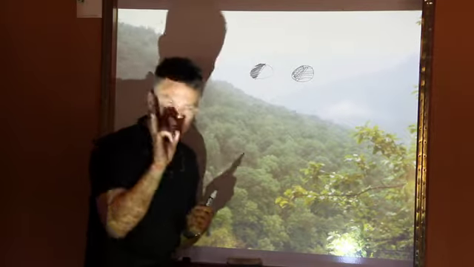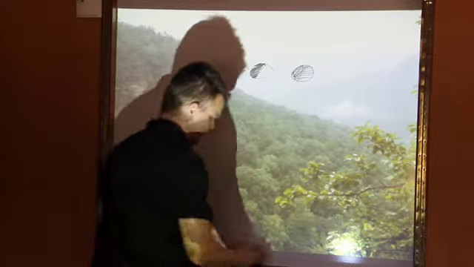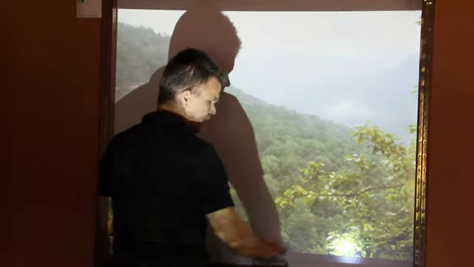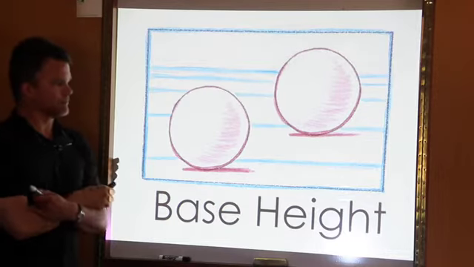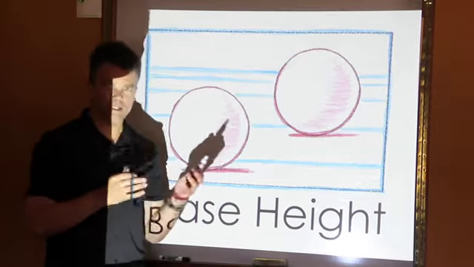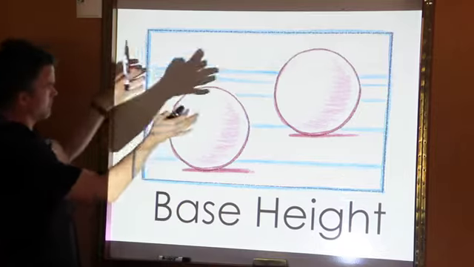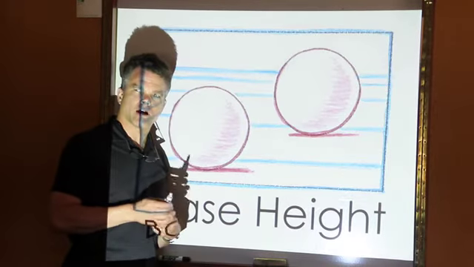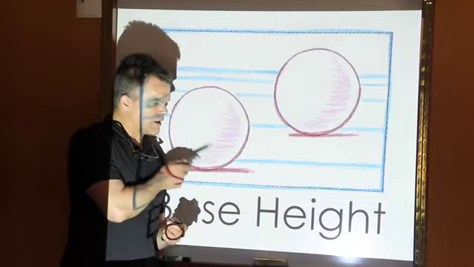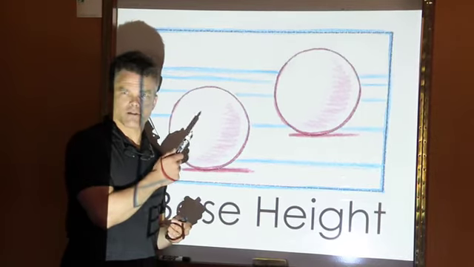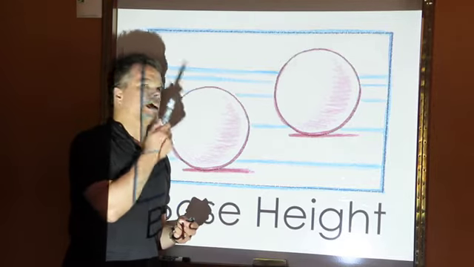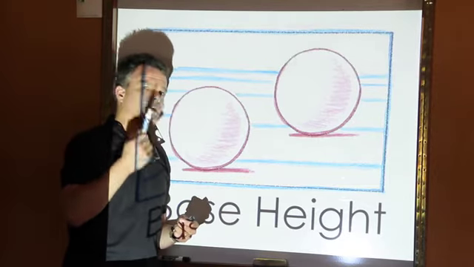But wait, there's more. This is a fun one. Let's say you're out in the middle of a scene, and there is a bigger object further away. What are my clues that I'm looking at not two objects that are the same size, but actually a smaller one closer to me and a bigger one further away?